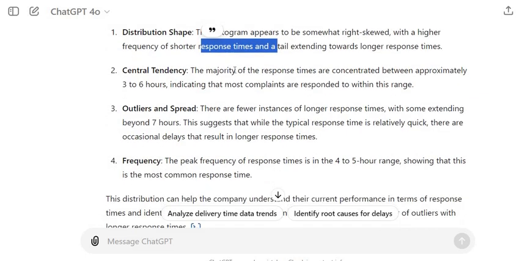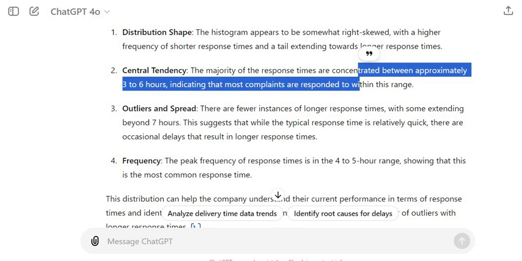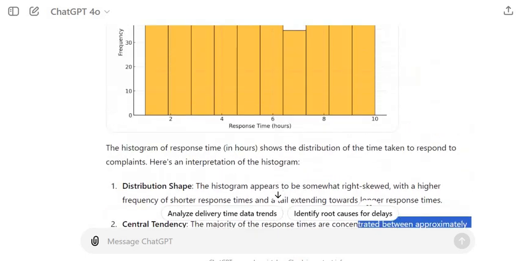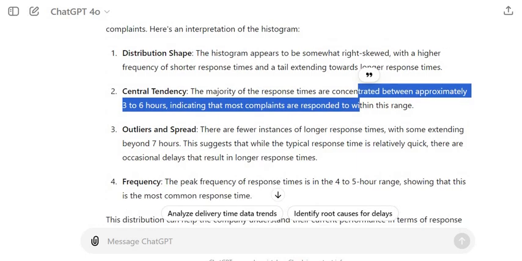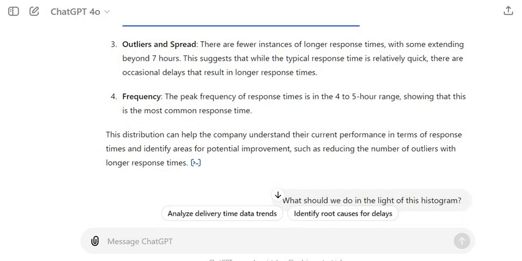Okay, the majority of response time are concentrated between approximately 3 to 6 hours. Again you can see that the majority of the response time are approximately 3 to 6 hours, which again is not a bad thing.